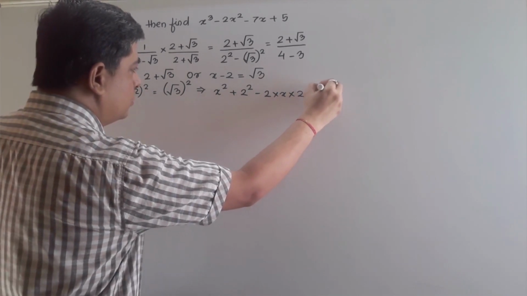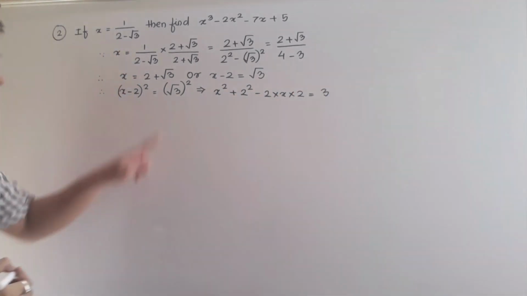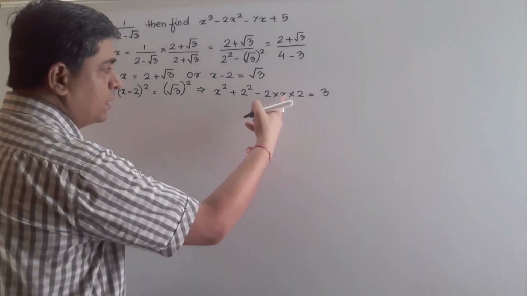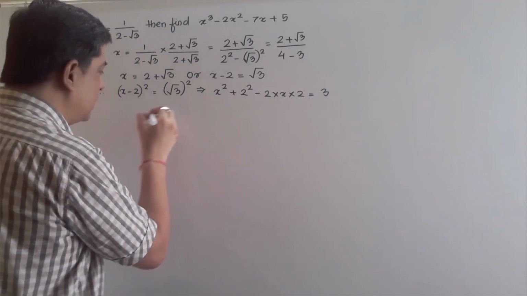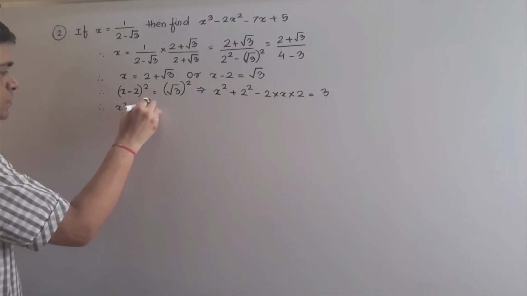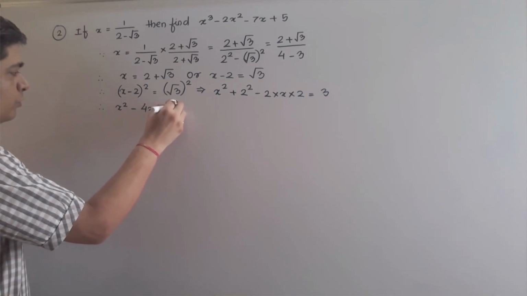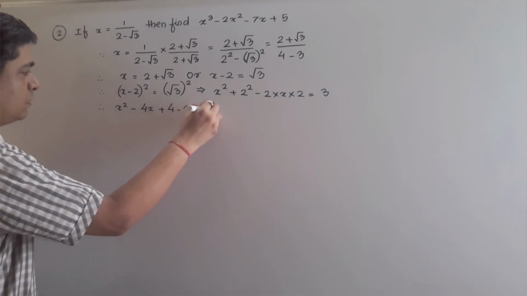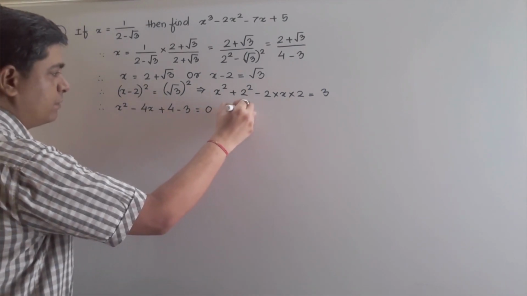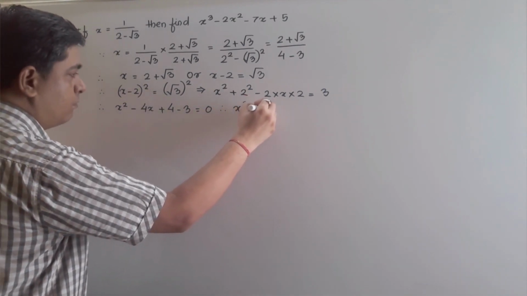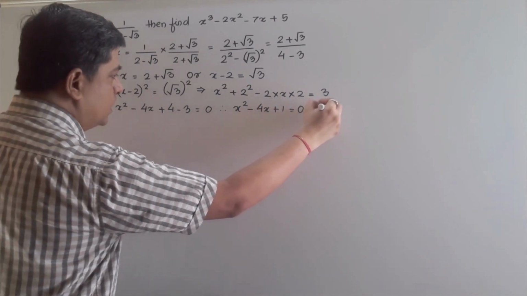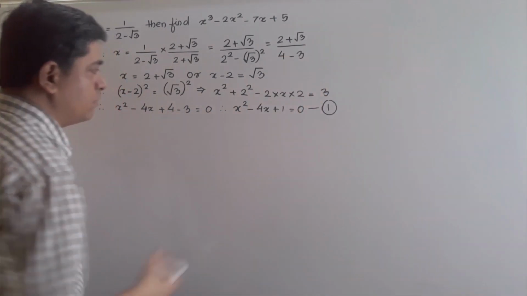Is equal to, who will remain? 3, because the square root and square got cancelled. Now 2 into 2 will become 4x here and this will become 4. So we can say that the value of x square minus 4x plus 4 minus 3 is equal to 0. That 3 I brought on this side. So finally, what equation am I getting here? x square minus 4x plus 1 is equal to 0. This one is your equation number 1.